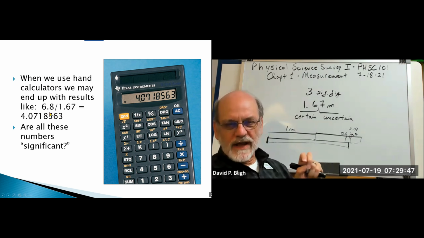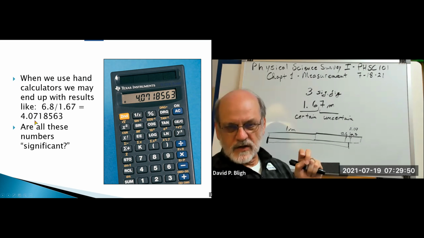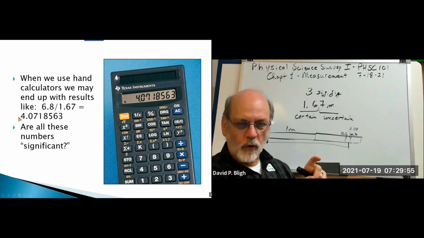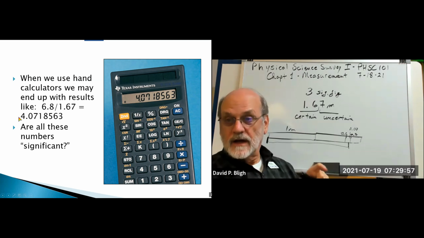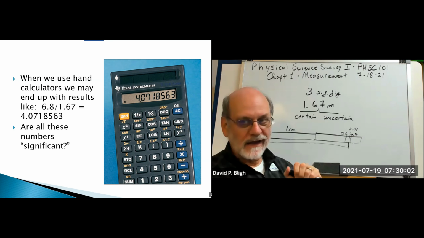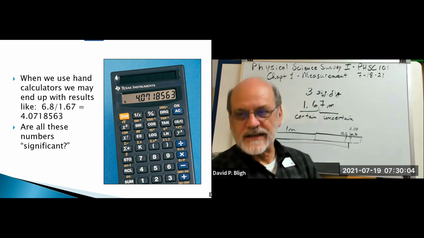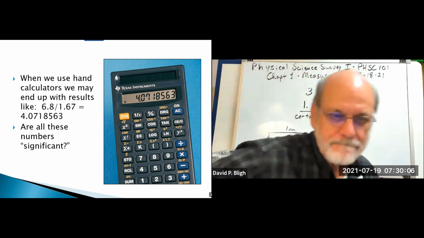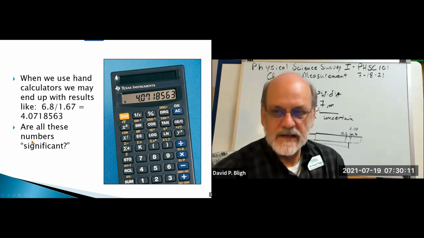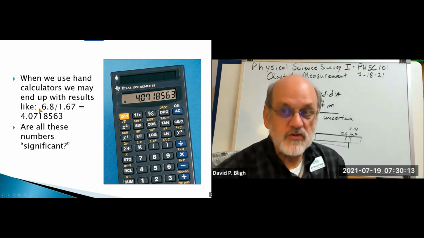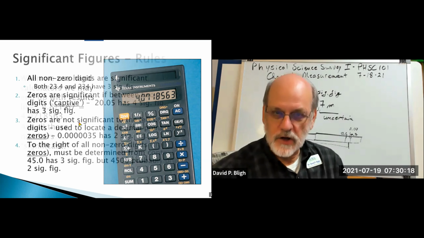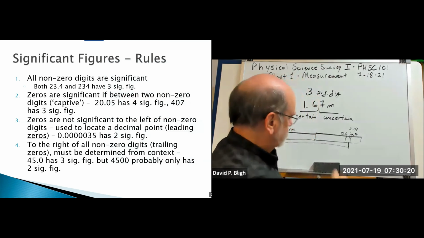So if we say 6.8 divided by 1.67 is this value, 4.0718563, how many of those values are you allowed to keep? Right? Because you can't keep all of them, not legally in scientific terms. All of those numbers are not significant. It's based upon the numbers that you started with. And we need some rules, right? So here are the rules for significant figures.